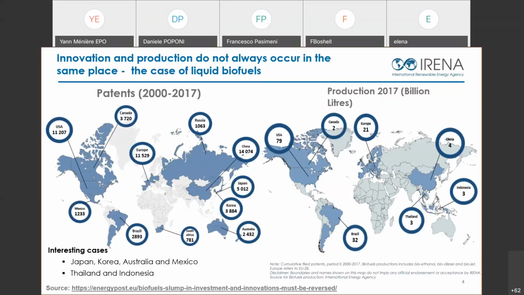For example, Japan, Korea, and Australia. They are leading in patent filing for biofuels, but they really don't have a big local market for liquid biofuels. So it seems that they are more focused on exporting technology than on local production of the product. On the other hand, we see, for example, Thailand and Indonesia, which are leading in deployment of liquid biofuels, but they don't have such a big activity in patent filing for this technology. So they really focus on importing technology, but producing the final product.